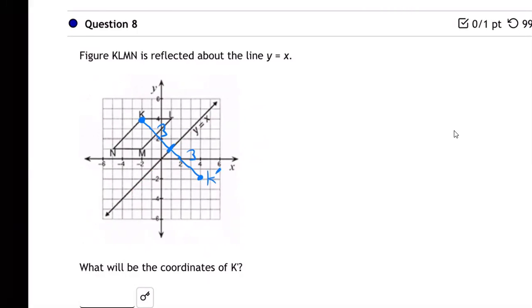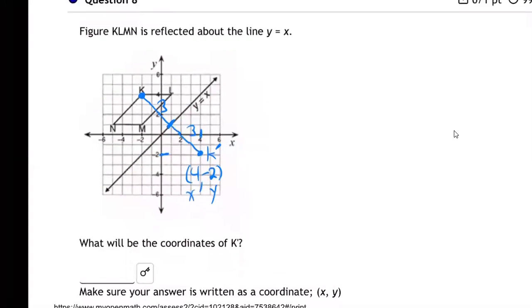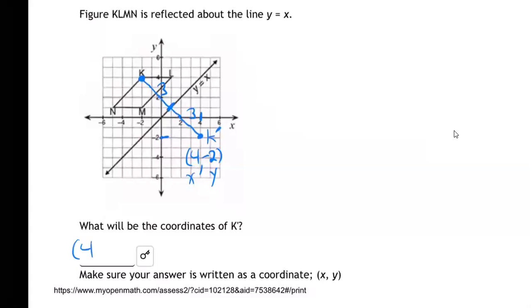So they want the coordinates. What are the coordinates? Well, when you do coordinates, you have to do parentheses with a comma, and the x comes first, and then the y. It's alphabetical order, x before y. So that looks like it's over 4, down 2, doesn't it? Over 4, down 2. So that's the answer. K prime would be over 4, down 2. That's the coordinates of K prime, which is the image of K reflected over the line y equals x.